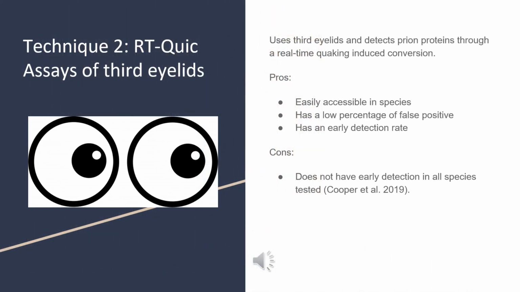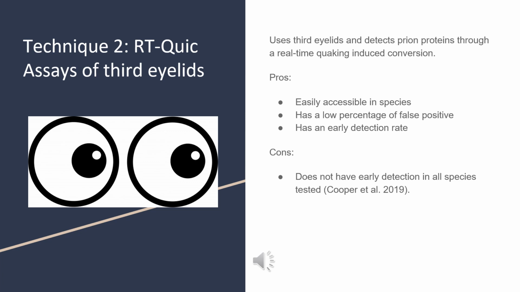The next technique we will be talking about is the real-time quaking-induced conversion, or RT-Quick assays of third eyelids in cervids. Cooper et al. explains that third eyelids are found between the globe of the eye and the lower eyelid and are easy to access. This study also showed that this technique held a 4.5% rate for false positives, which solidifies that this technique has a high consistency to test for prion detection and detects prions as early as 1 month after inoculation in deer.